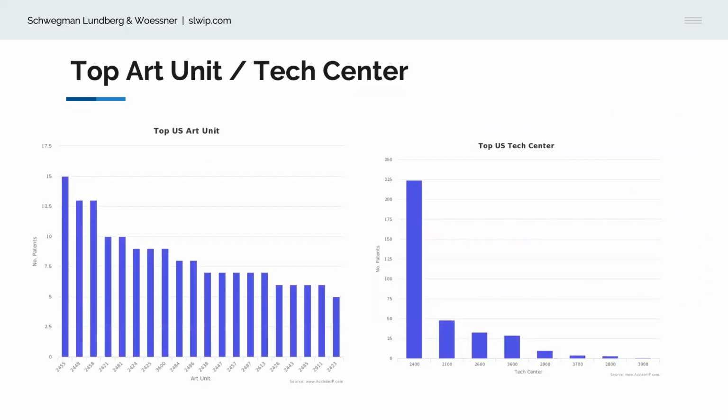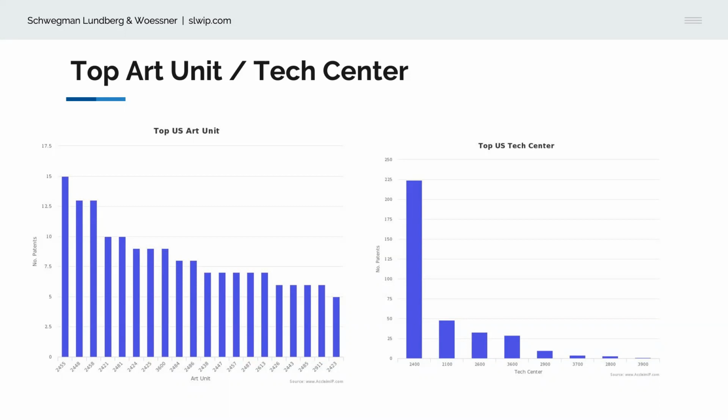Yeah, so this really focuses on the US data and piggybacks on the classification, just on a different level. It gives you the ability to show your art units or your competitors' art units, and then on a broader level, the tech centers. And Tim, Andre, I'll let you guys comment on that.